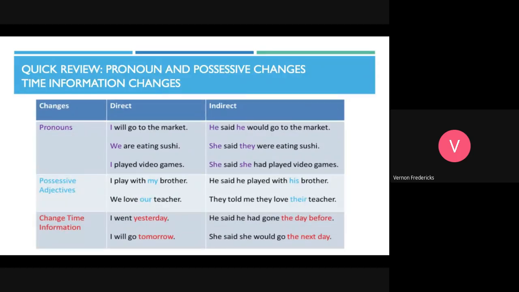Pronoun and possessive changes, time information changes. Let's have a look at the pronouns. How do our pronouns change? Number one, direct speech: I will go to the market. Indirect speech: he said he would go to the market. So I changes into he.